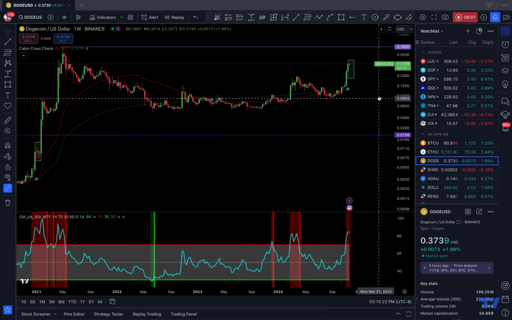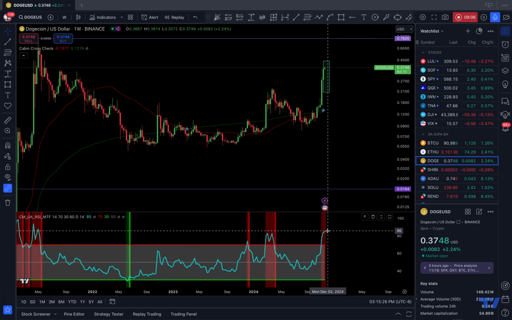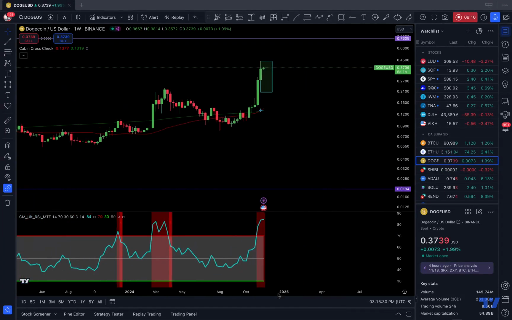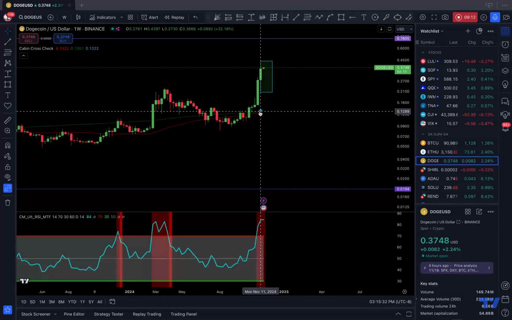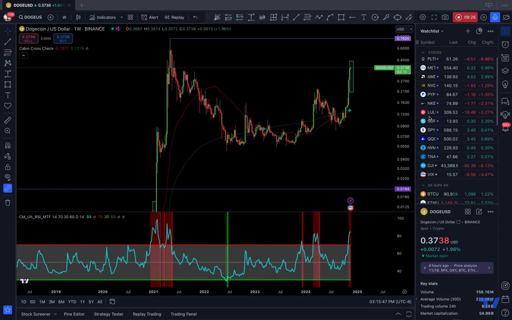So given that Dogecoin is also a little bit overextended, it does look like we are starting to top out with momentum if we just look at our CM Ultimate RSI. But when we factor in our weekly golden cross, which signals the start of major bullish moves in any asset you're watching, whether it's crypto or the stock market, your weekly golden cross is going to be your best friend when it comes to finding these long-term trend changes.